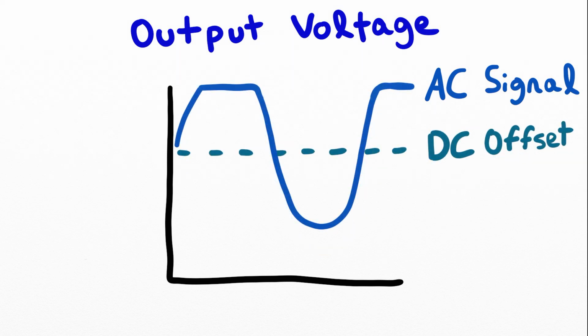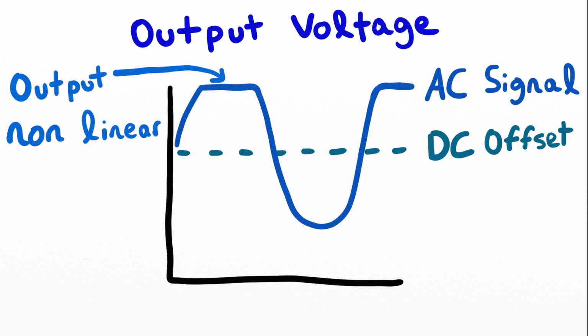Now we can also have the case where the DC offset is too high. Notice that the maximum AC signal swing is clipped, and in that region the output is nonlinear. Now let's go ahead and take a look at some real measurements.